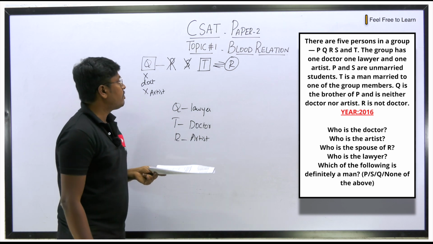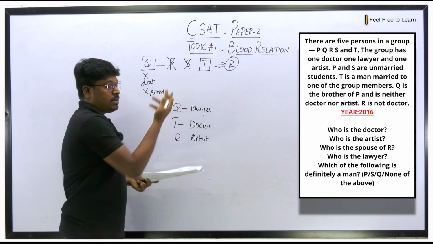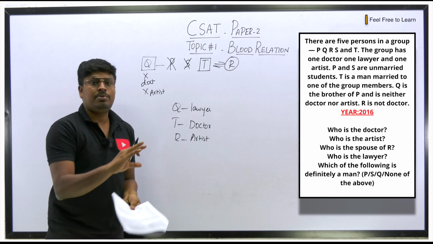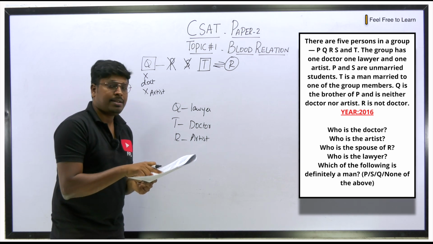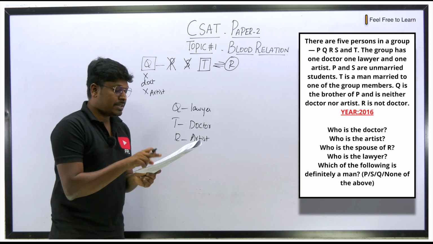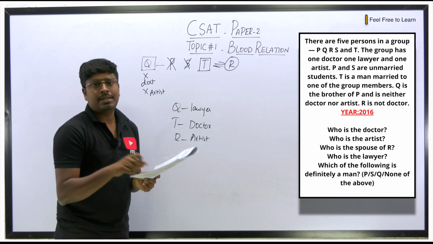So the last, the 19th question: who of the following is definitely a man? P, S, Q, none of the above. So P and S are students, but we don't know whether it's a male student or a female student. We can't say that exactly a man, right? So first option is eliminated, second option is eliminated, third option is Q.